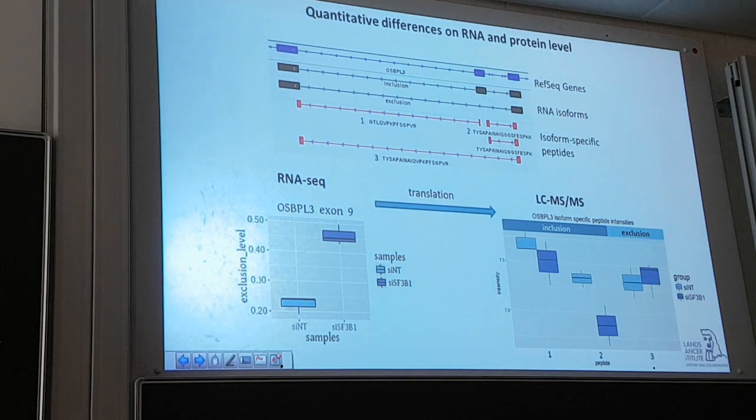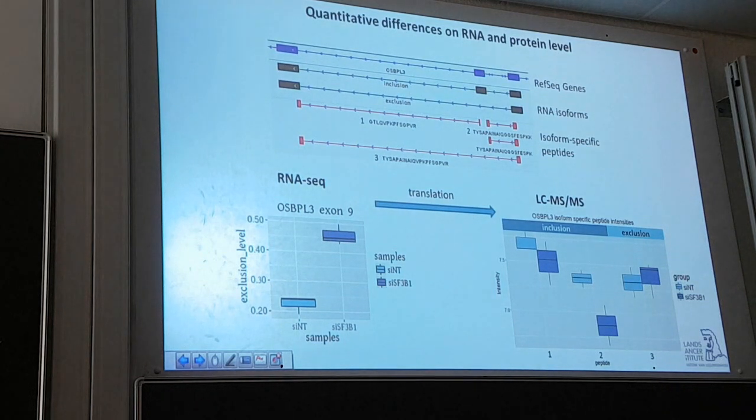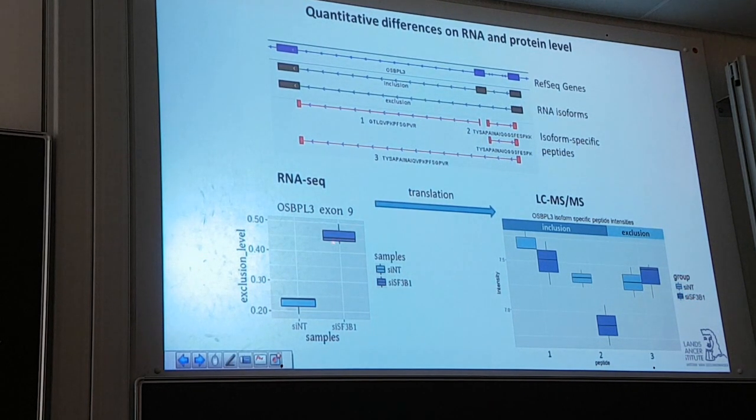And then when you do quantitative analysis, of course, these peptide intensities are very specific to the amino acid sequence, so you cannot compare intensities of different peptides, but you can compare intensities of the same peptide between different conditions. So you can see the inclusion variant is higher expressed in the non-targeting, that's what we saw here, and the exclusion level is higher expressed in the SF21.